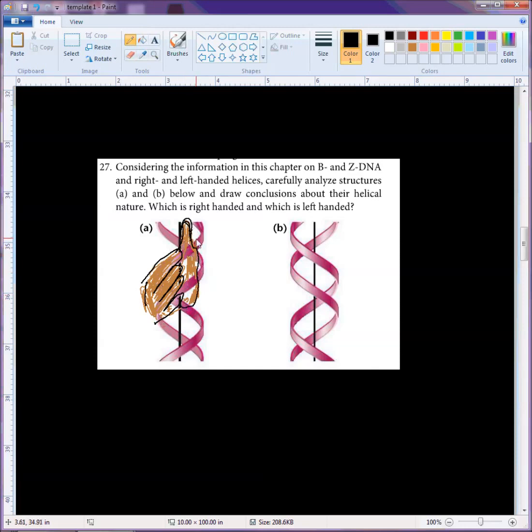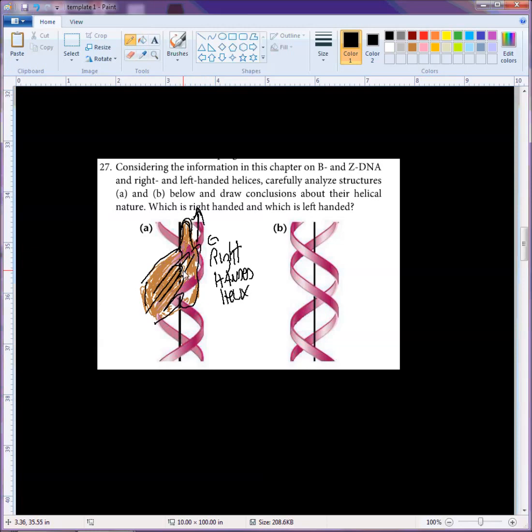My thumb is pointing in the direction along the axis of this double helix, and my fingers are pointing up towards my thumb. And this is my right hand, right? So this is my right hand. I wrap my hand around that helix. I keep my fingers on the phosphate backbones, so they're touching it, and you can see that my fingers are pointing up towards my thumb. And if that happens, it's a right-handed helix. Perfect. So this is a right-handed helix.